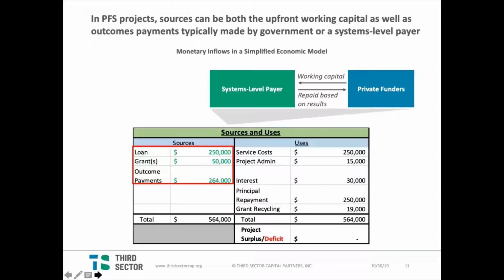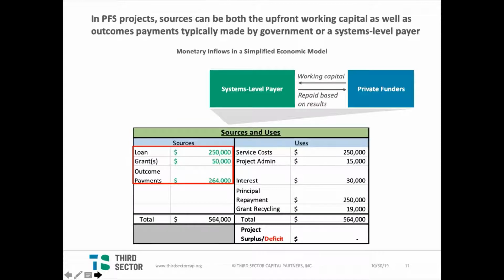of resources. And in Pay for Success projects, sources can be really categorized in two buckets. One is really that upfront money from private funders that is generating the working capital that's necessary to design and operate the project. In our simple model, this can be loans or grants from private funders. And the other bucket is the outcomes money that's typically made by a government agency or a systems level payer.